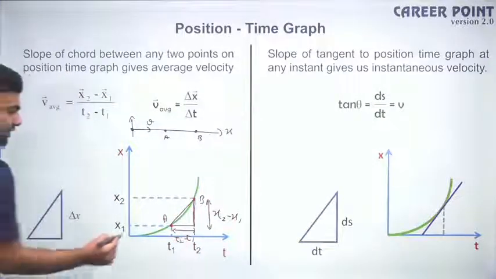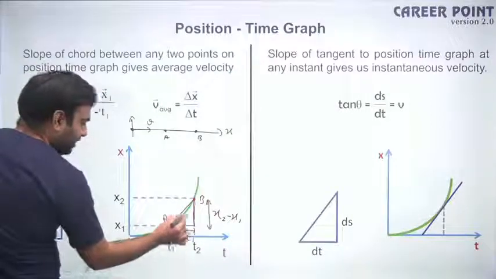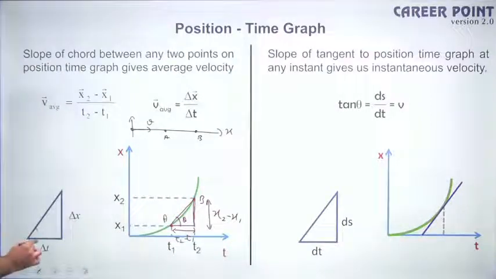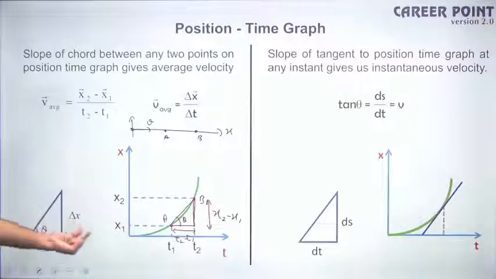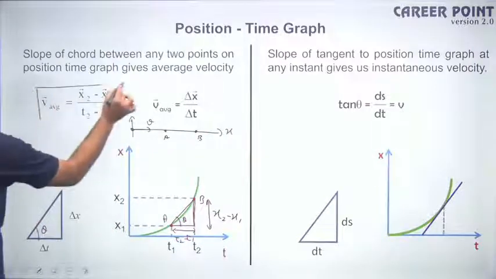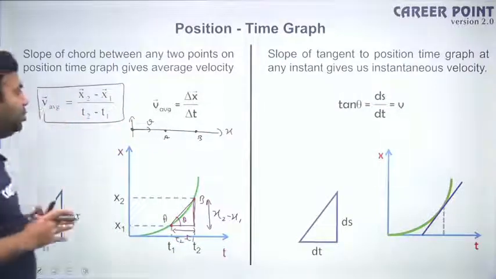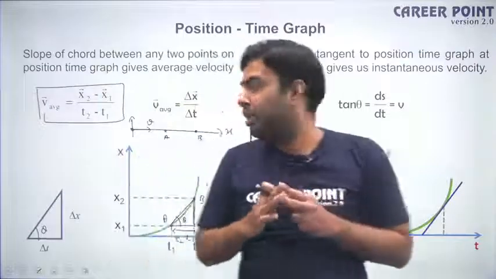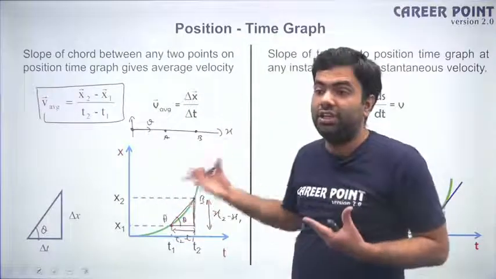If I take this angle theta, what is delta x? Delta x is x2 minus x1 and delta t is t2 minus t1. So average velocity is equal to x2 minus x1 upon t2 minus t1. That we already know. But with this graph, how can we use this information?